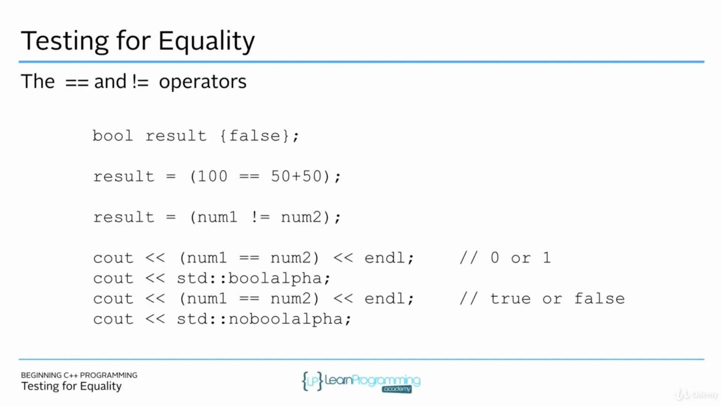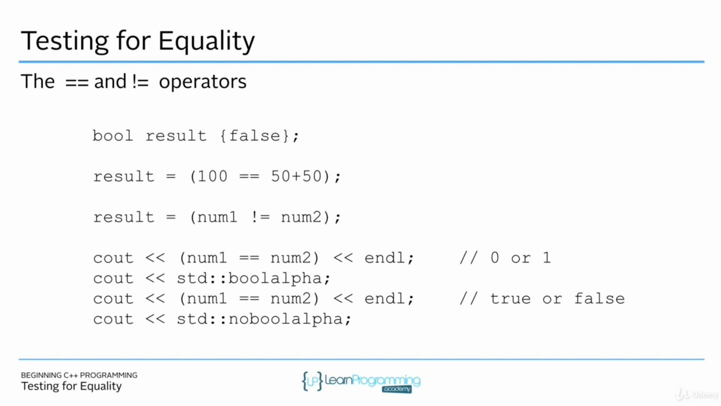Let's go over a few more examples that use statements. First, we're declaring a variable named result that's of type Boolean, and we're initializing it to false. Then we compare 100 and 50 plus 50 for equality. This will result in a Boolean that's a true-false value which we assign to result. In the next example, we compare num1 and num2, and if they're not equal, we store true in result, otherwise false. Notice how we can use Boolean expressions in output statements.